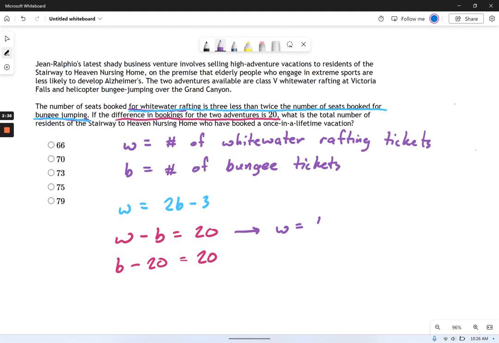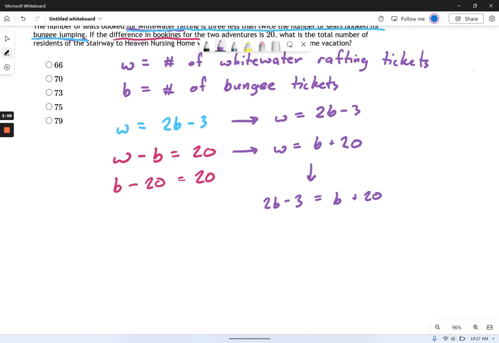I'm going to say W equals B plus 20, right? I just rearranged it. But we also know that W equals 2B minus 3. Now, if W equals both of these things, that means those things are equal to each other. Okay, that means 2B minus 3 equals B plus 20. Okay, fantastic. I can solve this equation no problem because I know there's only one variable and one equation.